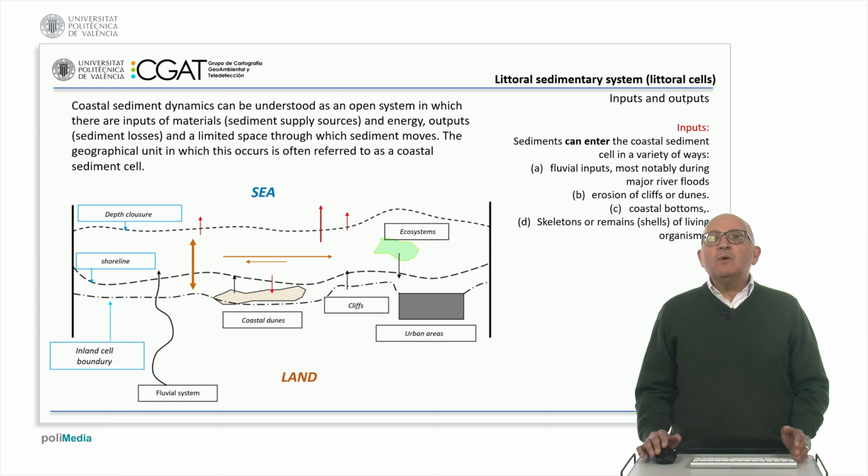New sediments always arrive in the coastal system. They can come from the rivers flowing into it, or from other sources such as cliffs or coastal dunes that provide sediment when eroded. Or they can also come from fragments of living shells in ecosystems close to the coast, which fragment when they die and become sand.